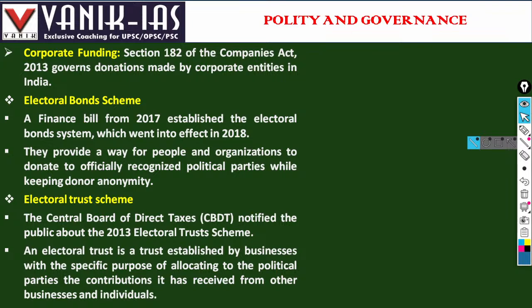So here, what happened? People, corporations, business houses, including individuals, can contribute to recognized political parties through their bank account, through the electoral bond sold by the State Bank of India. And here the donor's identity remains hidden, or anonymity is maintained in the donor's identity.